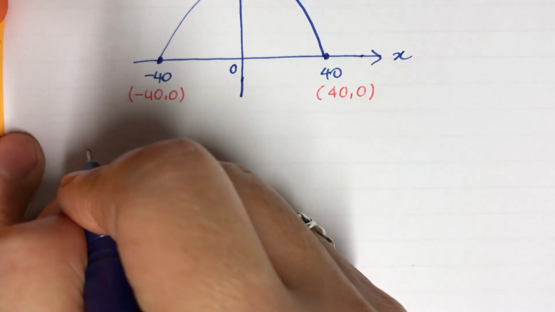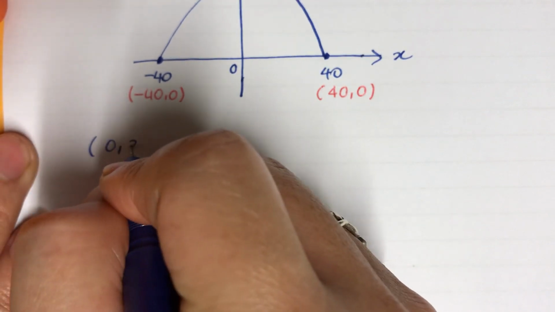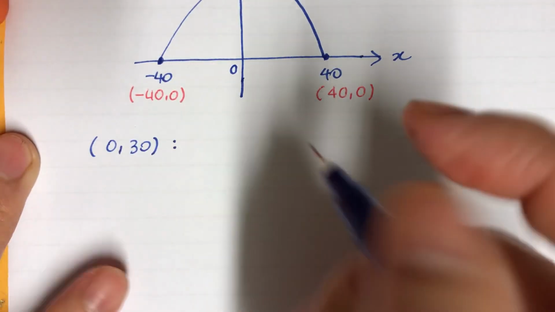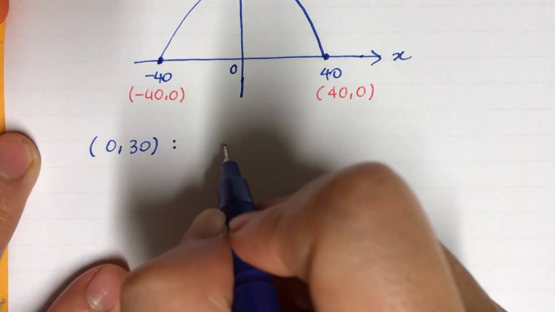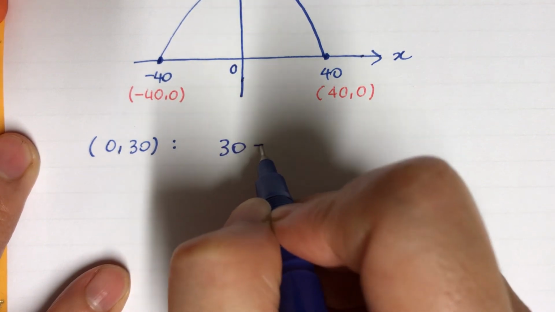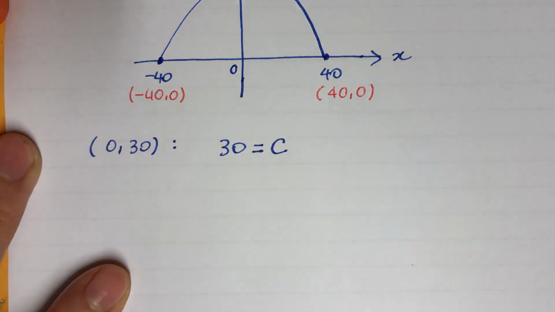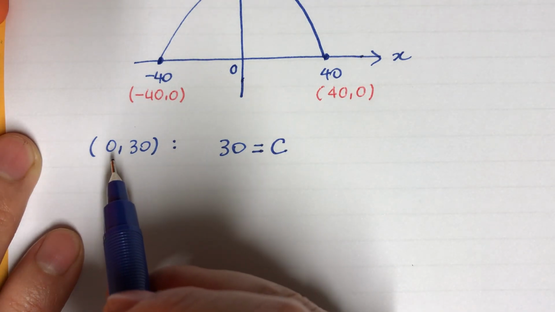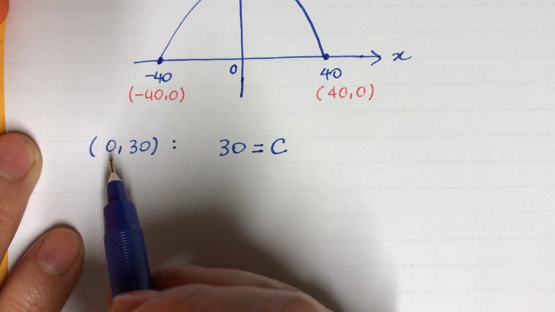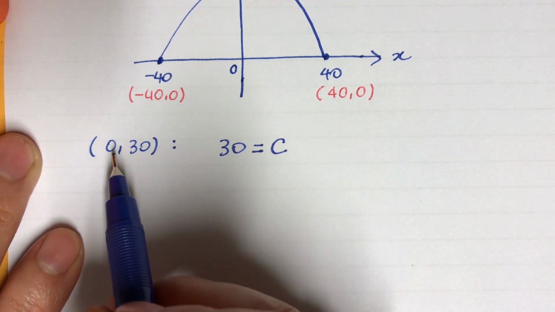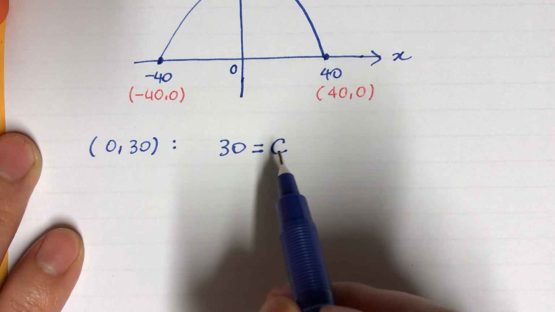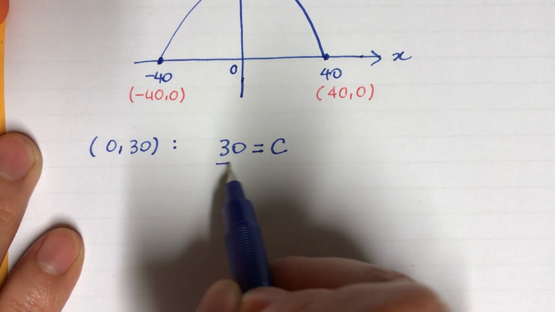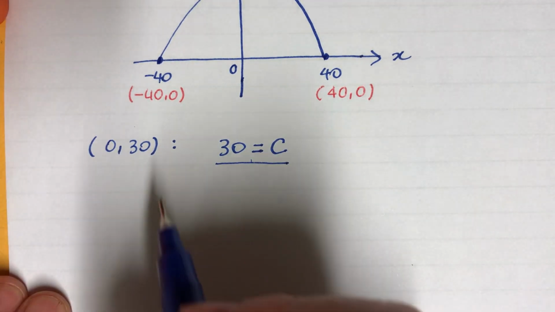So I have 0 and 30, and I'm going to put it into the equation form, which will be 30 equals c, wouldn't it? Because x is 0, so the quadratic equation was y equals ax squared plus bx plus c, and I'm going to put x equals 0. I'll end up with just c equals 30. Okay, that was easy.